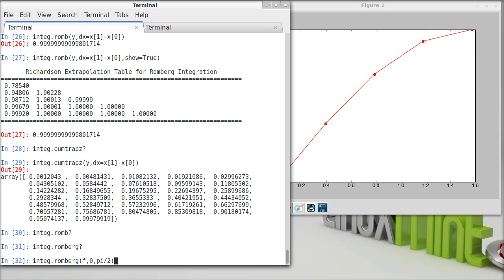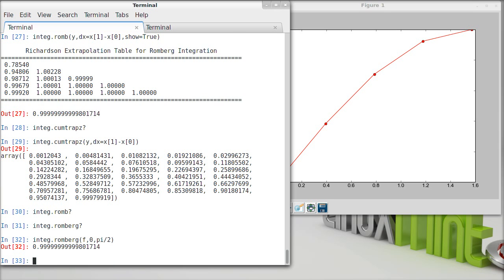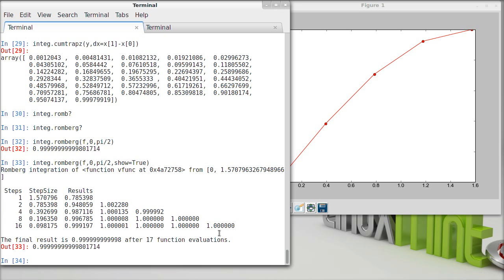It is a vector function, but we don't have to tell it that. And lo and behold, there it goes. It gives us an answer extremely close to 1. We can do show equals true, and it shows us the table that it constructed. It even tells us how many function evaluations were required, in this case 17, and the final value that it ends up getting. So again, it's a lot like romb, except if we have the function, it can do the evaluation at the points that it needs instead of us having to do it for it.